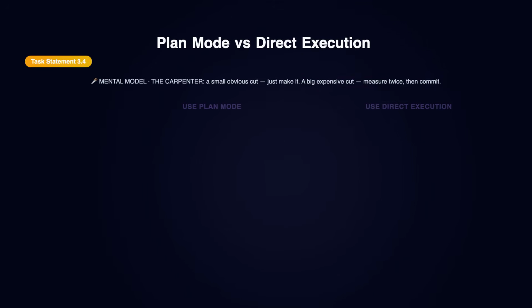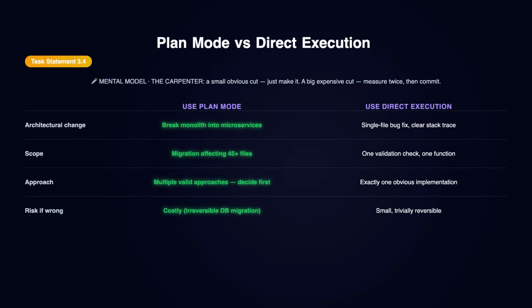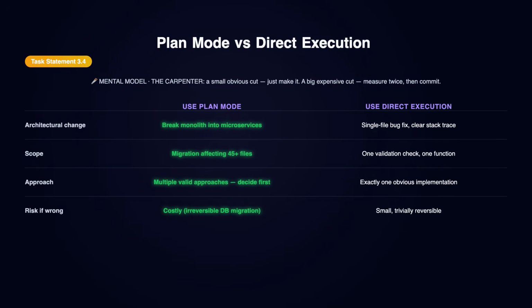Task Statement 3.4 is about knowing when to plan before acting versus just acting. Direct execution is the default. You ask, Claude reads, edits, runs, done. Use it for small, clear tasks with one obvious right answer. Plan mode is for big tasks where measuring twice beats cutting once.